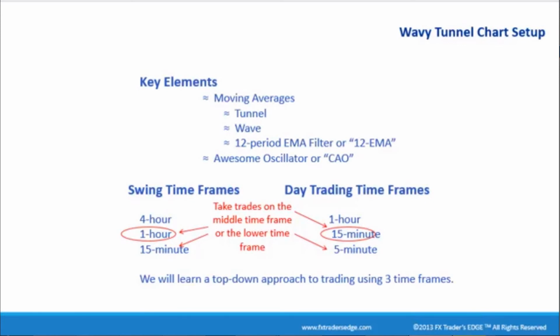Some of you might want to use the 15, the 5, and the 1 and take trades off of the 5 or the 1-minute charts. You can take trades off the middle time frame or the lower time frame. Moving to a higher time frame reduces some of the noise which can get in the way of taking clean trades. We will learn this top-down approach of trading using 3 different time frames.